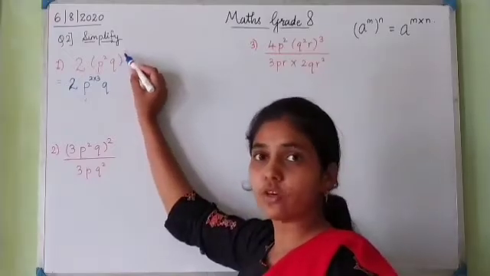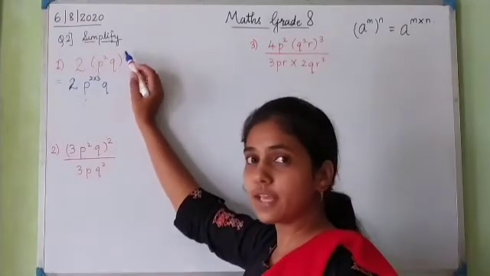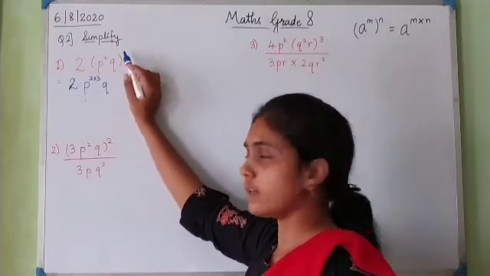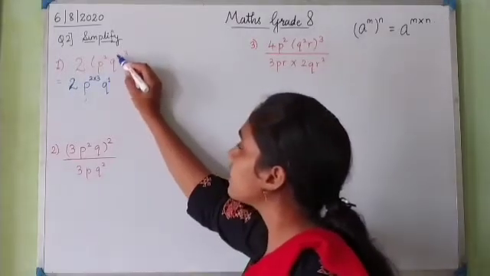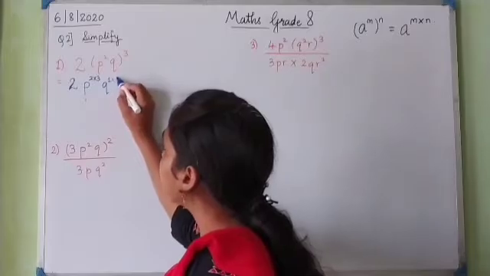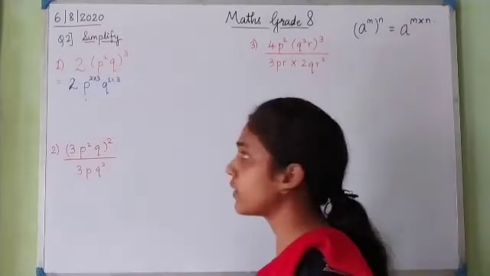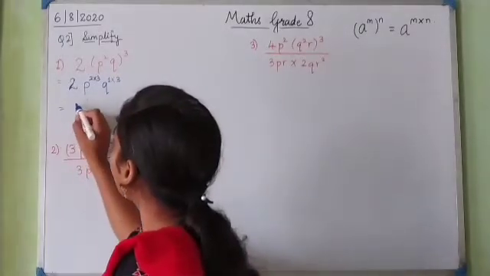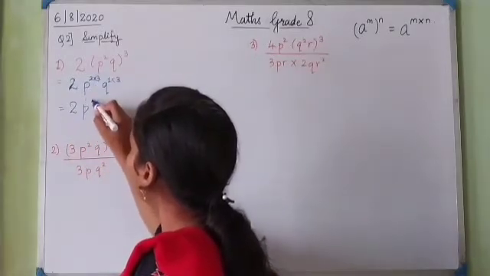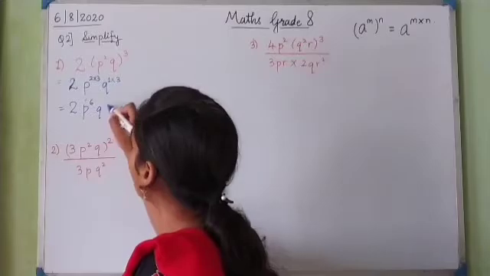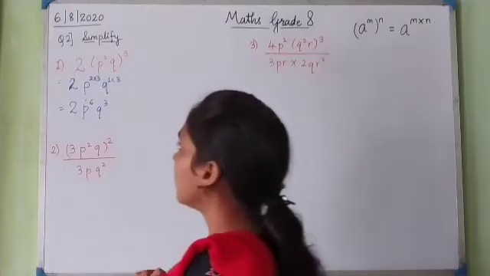There is no power for q. So if there is no power, that means it is 1. Okay, so this is q raised to 1, and if we multiply this 1 by 3, this is 1 into 3. Okay, now we write the multiplication. 2 remains as it is. p raised to 2 multiplied by 3 is 6, and q raised to 1 multiplied by 3 is 3.